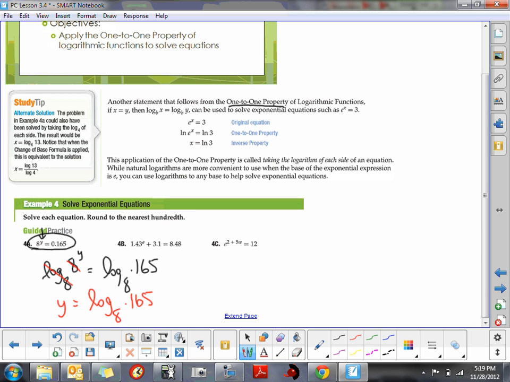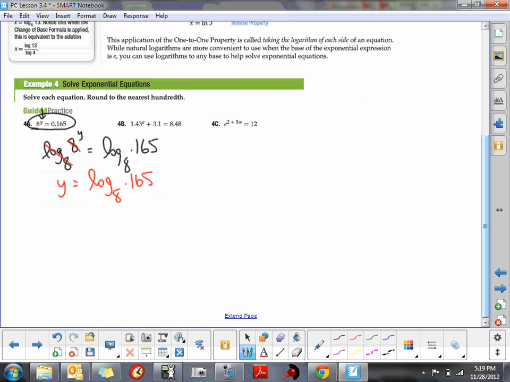So y equals the log of base 8 of 0.165. Now that becomes problematic because it's not one of our convenient bases, and we don't really know what power I would raise 8 to get 0.165. It's not something that we're going to be able to do mentally. So what we learned in the prior lesson 3.3 is if we have an inconvenient base, we can simply use our change of base formula. We could use a common log of 0.165 divided by the common log of 8.